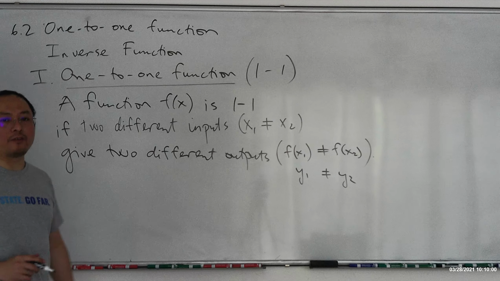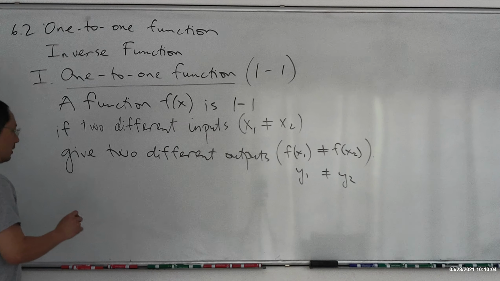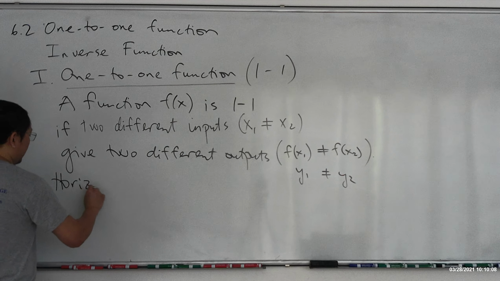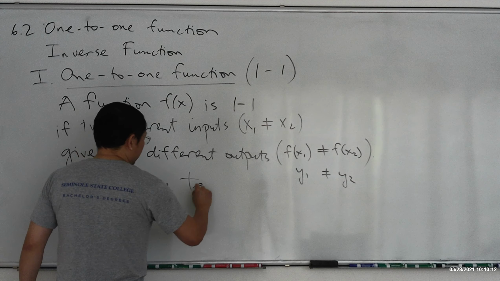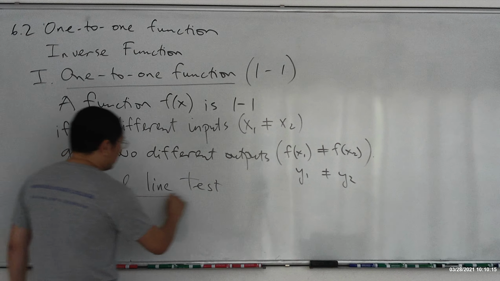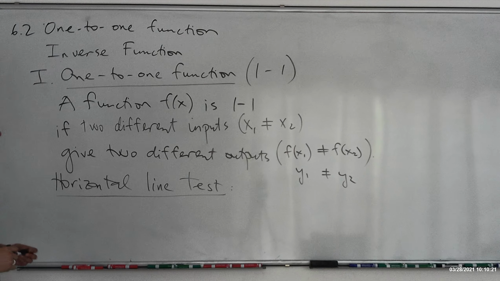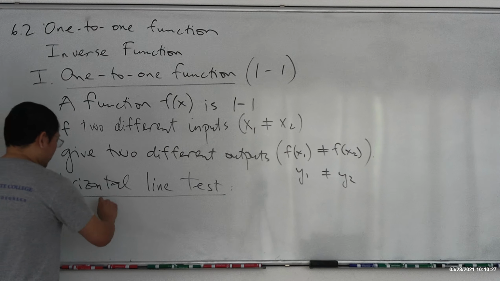And how do you know if a function is one-to-one? You have something called the horizontal line test. The way we test is very similar to the vertical line test. The vertical line test is to test to see if the graph is a graph of a function or not. Now we have a function already. We want to test to see if that function is one-to-one or not.